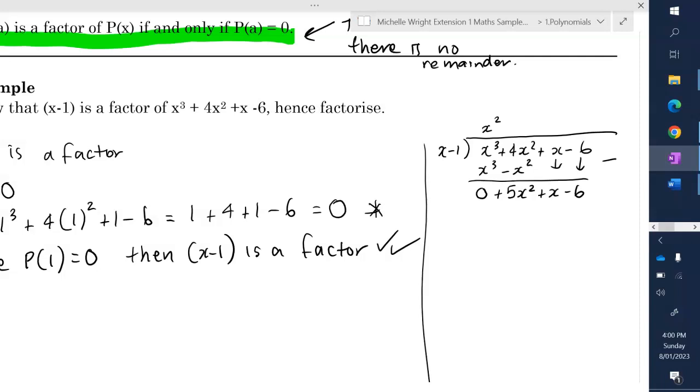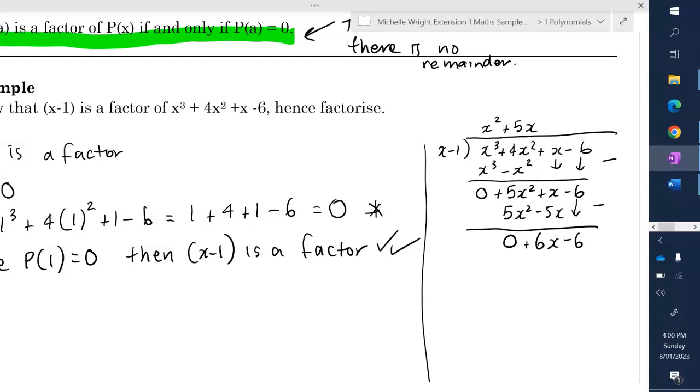Next step. How many times does x go into 5x squared? It goes 5x, because 5x times x is 5x squared. 5x times minus 1 is minus 5x. Again, we're going to do a subtraction. 5x squared minus 5x squared is 0. X minus 5x is x plus 5x, which is 6x. Minus 6 goes down there because there's no term below it. Okay, just put the plus in there.